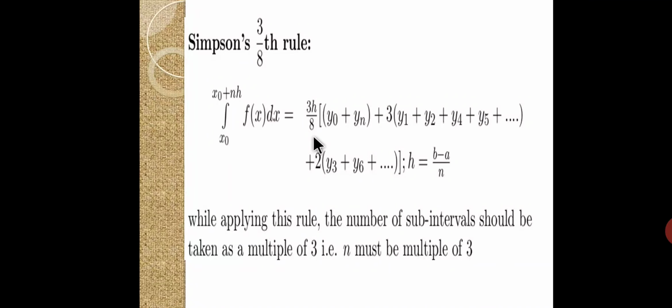So what are the formulas for these three rules? Trapezoidal rule: the integral from a to b of f(x) dx is equal to h/2 times the sum of first and last ordinates plus 2 into the remaining ordinates. And what is the formula for Simpson's 1/3rd rule? h/3 times the sum of first and last ordinates plus 4 into the odd ordinates plus 2 into the sum of even ordinates.